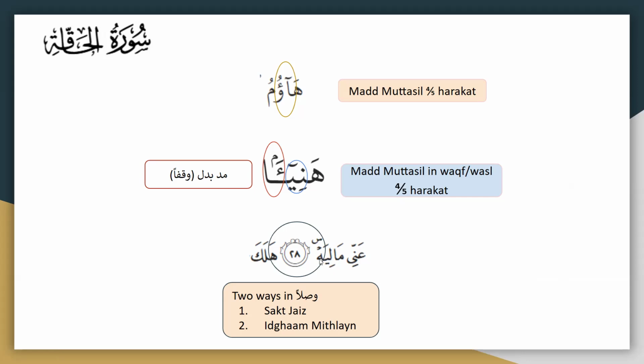Or you can do the idgham. The first ha sakina will be merging into the ha mutaharrik after it. So idgham mithlain. Anni maliya halaka, like that.